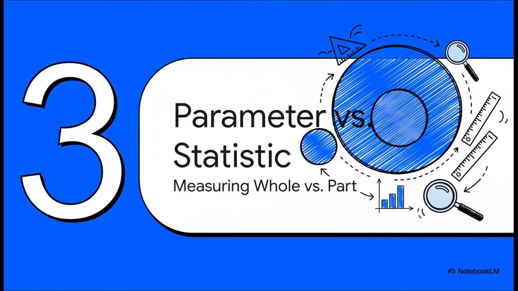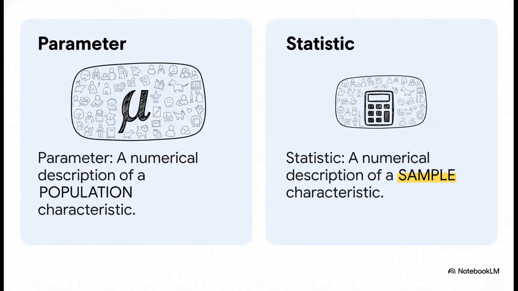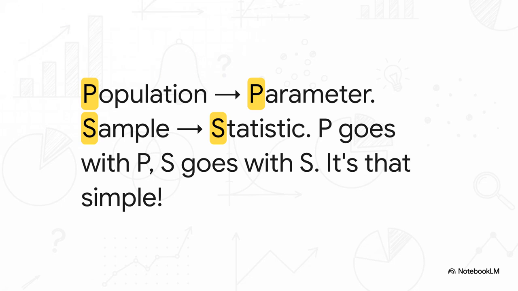Let's build on that. Now that we know the difference between a population and a sample, let's talk about the numbers we use to describe them. So we have two new words that line up perfectly with what we just learned. A parameter is a number that describes the entire population. A statistic is a number that describes the sample. And here it is. This is the single most useful trick to keep all this straight. It's the golden rule, seriously. Population goes with parameter. Sample goes with statistic. P with P, S with S. If you remember nothing else, remember that.